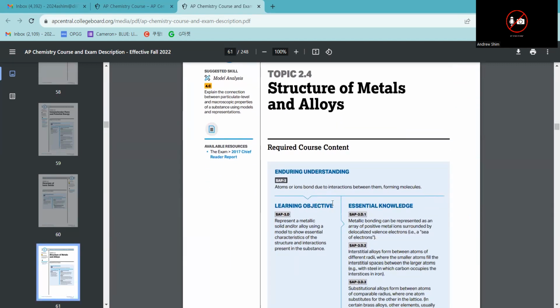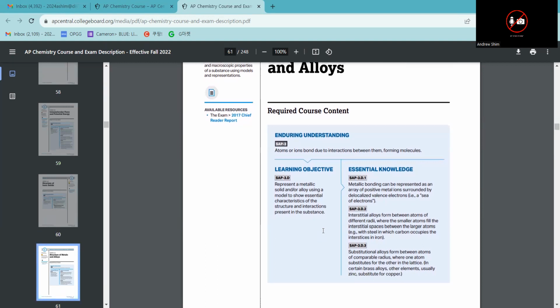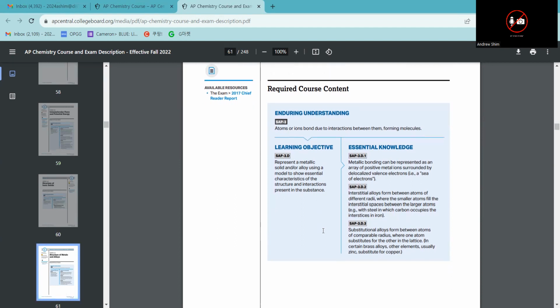And this is about metallic solids and alloys. This is also not that important on the AP exam, but it will still come out accordingly. It is about metallic solids and their essential characteristics in terms of their structures. Some important things you have to know is about the metallic bond, how it is a positive metal ion surrounded by delocalized valence electrons.